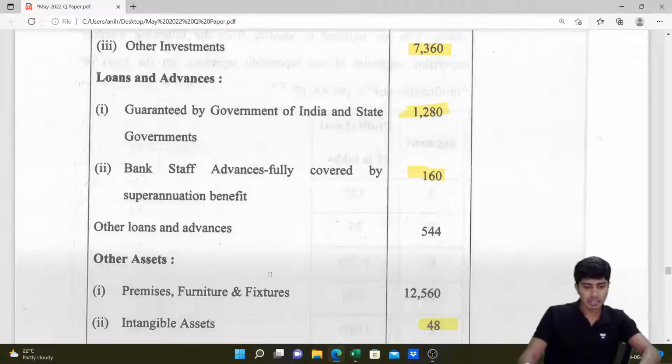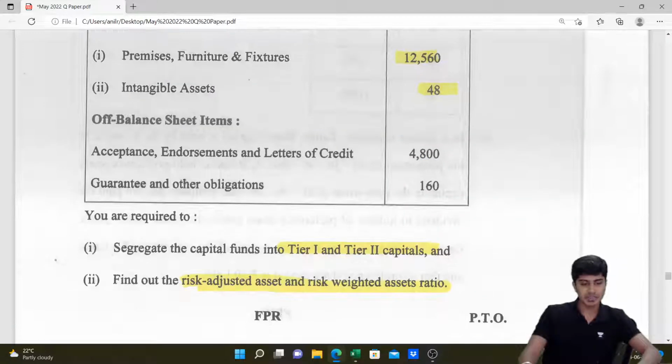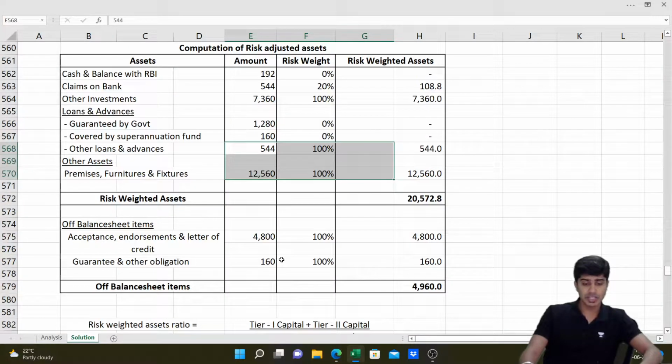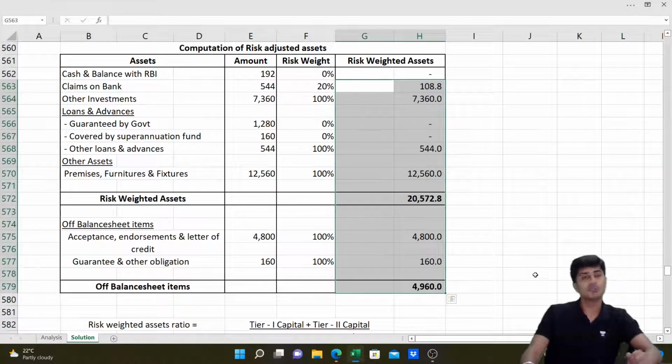Done. Then we have other loans and advances 100%. Premises, furniture and fixtures 100%. So we multiply 100%, 100%. So we will have off balance sheet items given here. Acceptances endorsement 4800 and 160. So they also will take 100%. Once we take that, if we multiply, we will get risk weighted assets 4960.